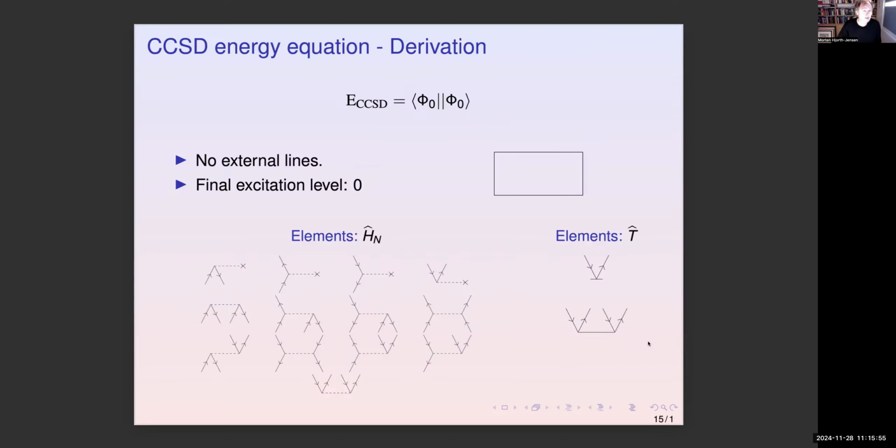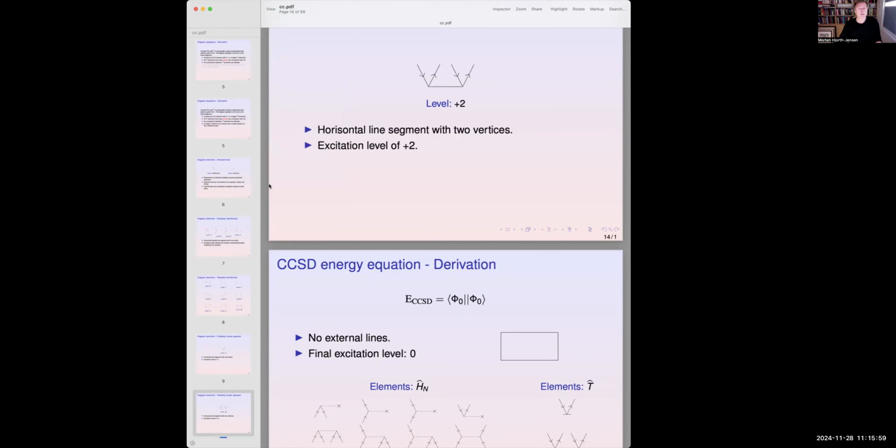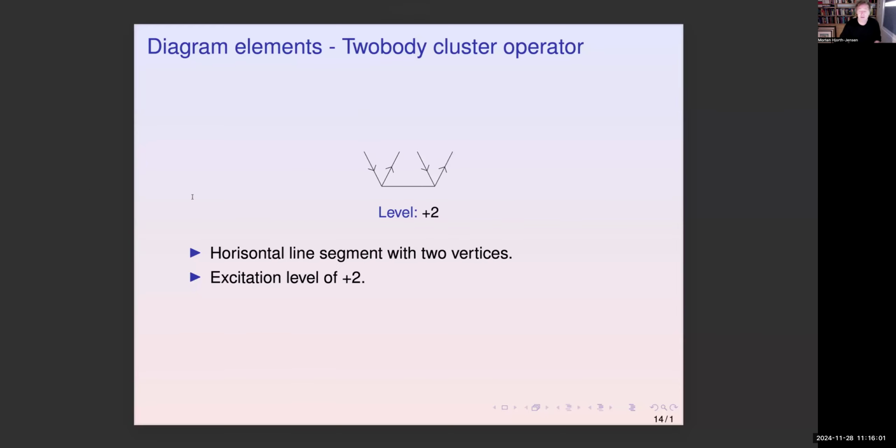Welcome back again. We are going to look now at the derivation of the equations for coupled cluster theory based on a diagrammatic expansion. So we are going to bring back the slides again. And where we ended before the break was to look at these different excitation levels.